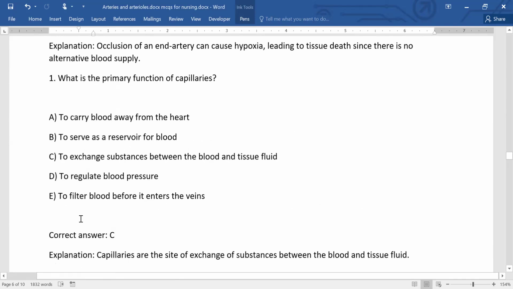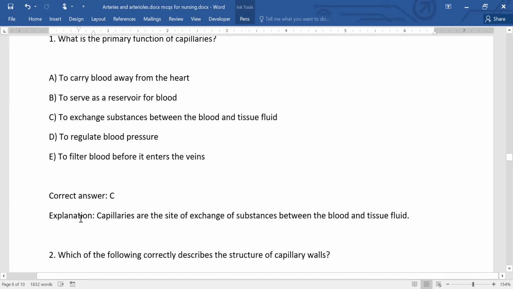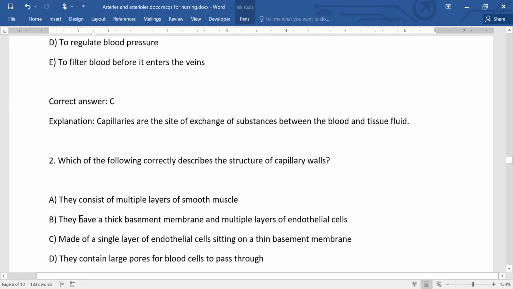To carry blood away from the heart, to serve as a reservoir for blood, to exchange substances between blood and tissue fluid, to regulate blood pressure, to filter blood before it enters the veins. The correct answer is to exchange substances between blood and tissue fluid.